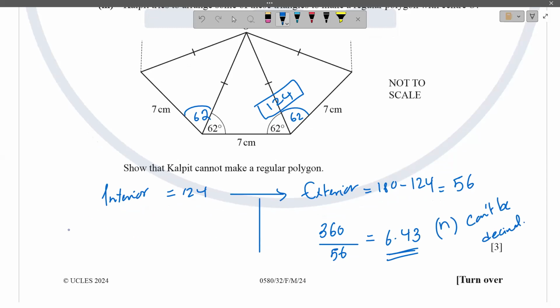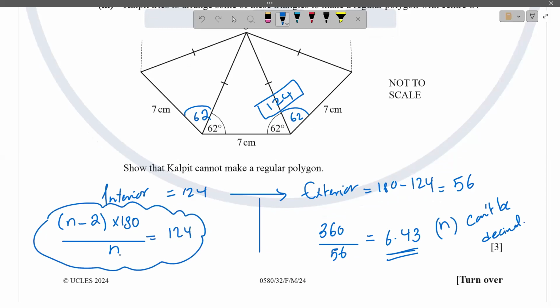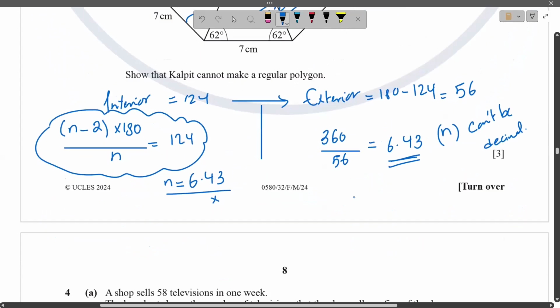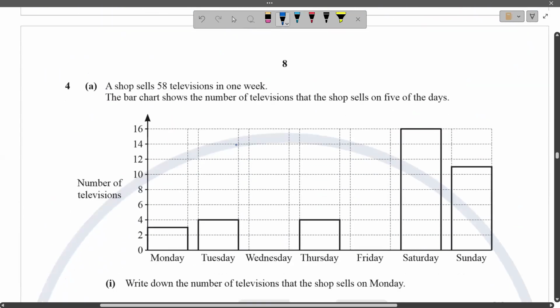Another way that we can calculate it: n minus 2 multiplied by 180 over n equals 124, and then solve the equation for n. You will have the same answer, 6.43, so it can't be. Of course, the exterior angle is easier: 360 divided by one of the exterior angles.